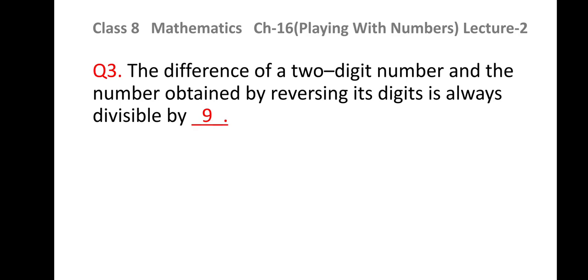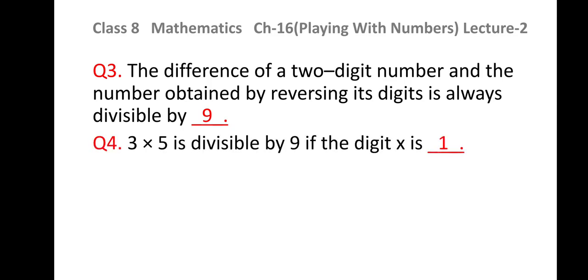Coming to question number 3, the difference of a two-digit number and the number obtained by reversing its digits is always divisible by 9. We have seen with the help of the examples in the previous lecture, and in this lecture also we have revised. So as I told you, you are supposed to directly use the results. So it will be divisible by 9.